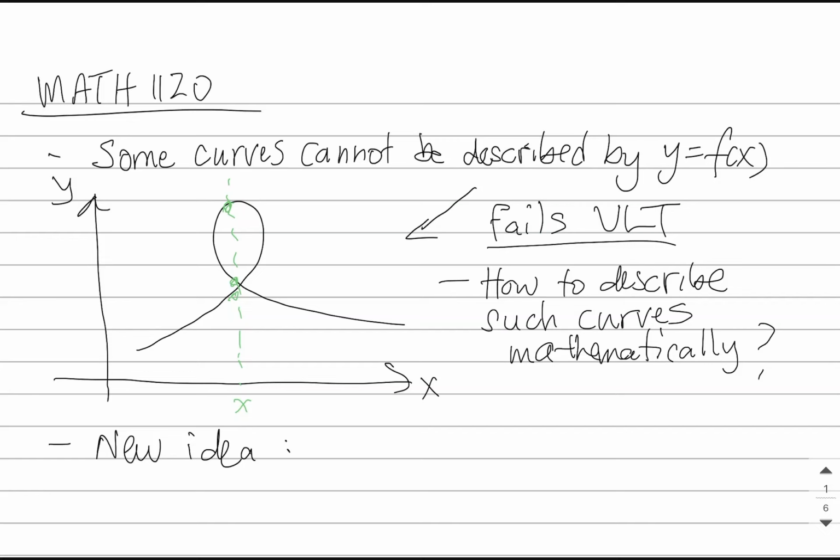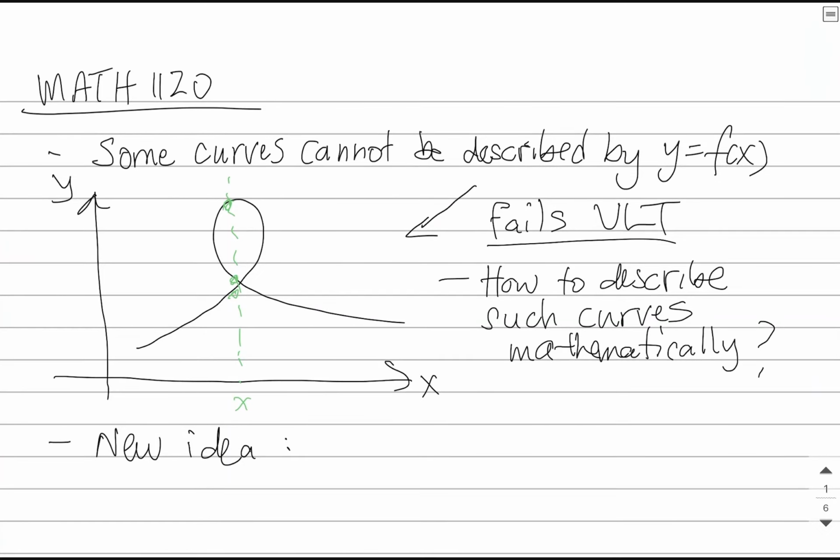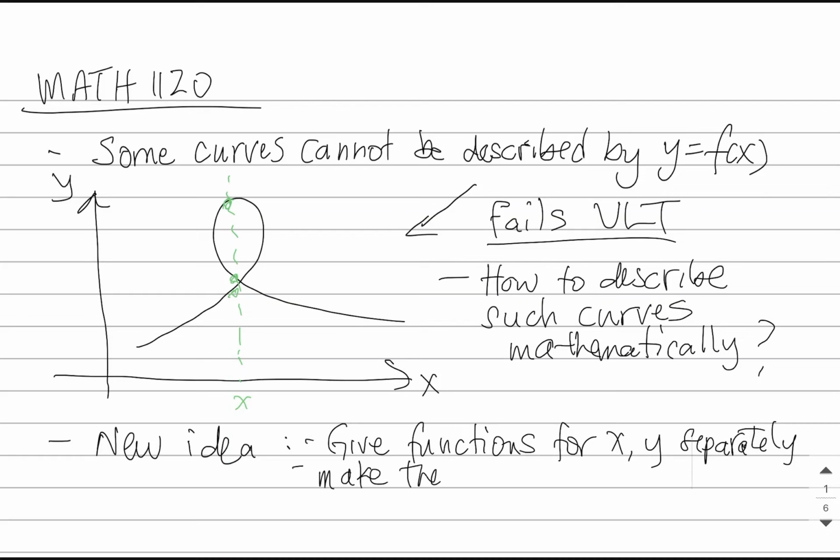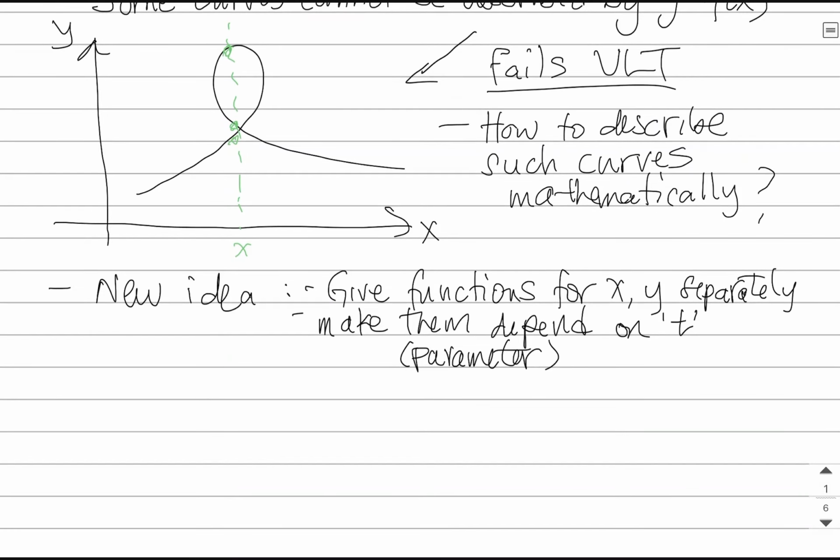Well, we are going to take inspiration from physics again. We are going to construct functions. We are going to give functions for x and y separately. And in physics class, you do this anyways. You separate the x direction of motion from the y direction of motion, and then we are going to make them depend on a parameter. And I'm going to call it t for time, but mathematically there's no reason that it needs to be time. It's just some other parameter that they depend on.